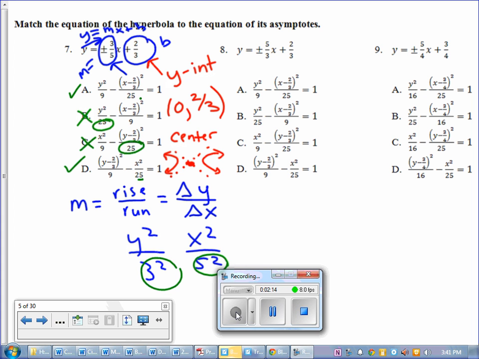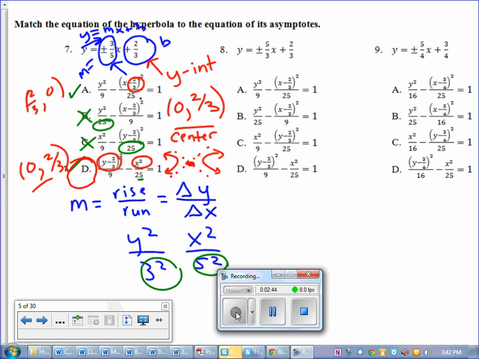And we see that A has a center at (2/3, 0), because x is minus 2/3. D, there's nothing being added or subtracted to x, so the center is 0, and then for y, it would be 2/3. So we see that D has the center that we were looking for. So the final correct answer is going to be D.